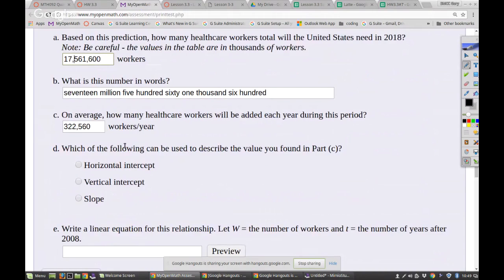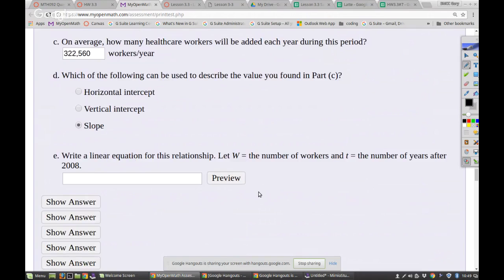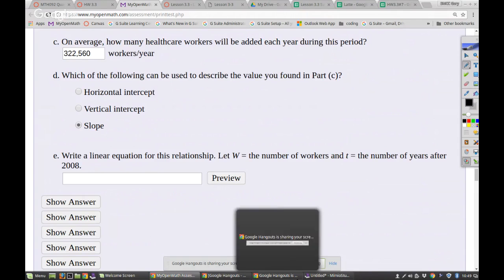So the number we just calculated, workers per year, is that a horizontal intercept on a graph, a vertical intercept, or the slope? Yes, the rate of change. That's workers per year, definitely slope. All right, here's the most challenging part. Can you write an equation where W is acting like Y and T is acting like X? So what's our slope and where do we start? And the catch here is T is the number of years after 2008, right? So 2018 would be 10 years later. Give it a shot, write something down on paper or here. Don't submit yet. Let's talk about whether it's right or not.